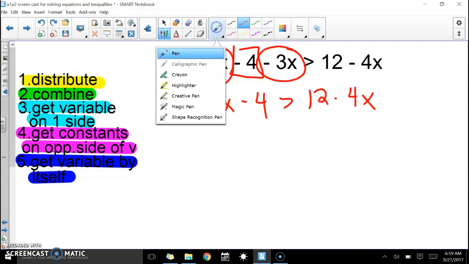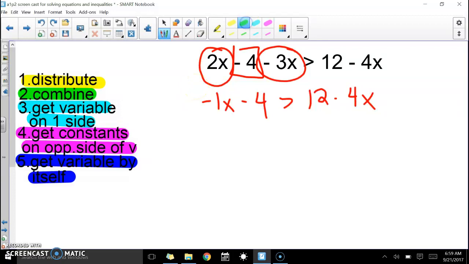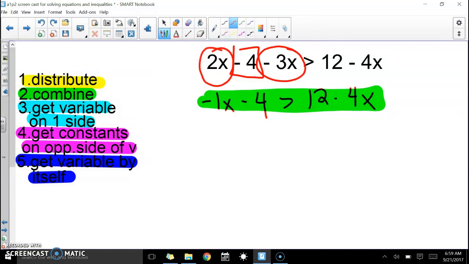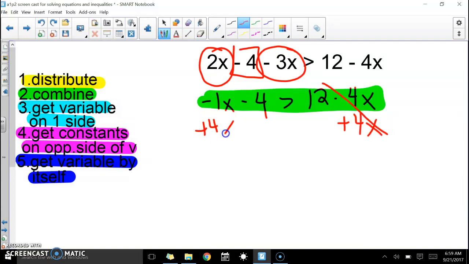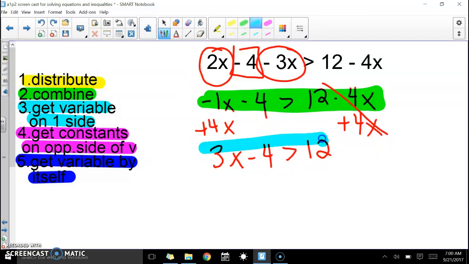So I just combined like terms. I couldn't distribute, so I went to step 2. Step 3 says get the variable on one side. I have 2 variables, all right? I have negative 4 and negative 1 coefficient. Negative 4 is smaller, so I'm going to add 4x, add 4x. Then I'm left with 3x minus 4 greater than 12. And that was step 3. Get the variable on one side. You just have to follow the steps.